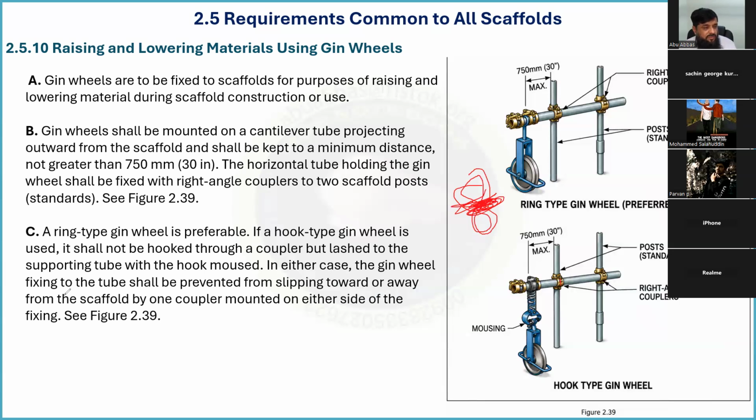In either case, the ring wheel fixed to the tube shall be prevented from slipping towards or away from the scaffold by one coupler mounted on either side of fixation. तो एक कपलर फ्रंट पे, एक बैक पे. डबल कपलर लगा सकते हैं आप, पुटलक लगा सकते हैं, सिंगल कपलर लगा सकते हैं, या चेक कपलर सिंपल हो वो लगा सकते हैं. तो पर्पस ये है कि इट शुड नॉट मूव हियर देयर. ओके, वन कपलर एट फ्रंट एंड वन एट द बैक in any case, either lashing or passing the ring through.